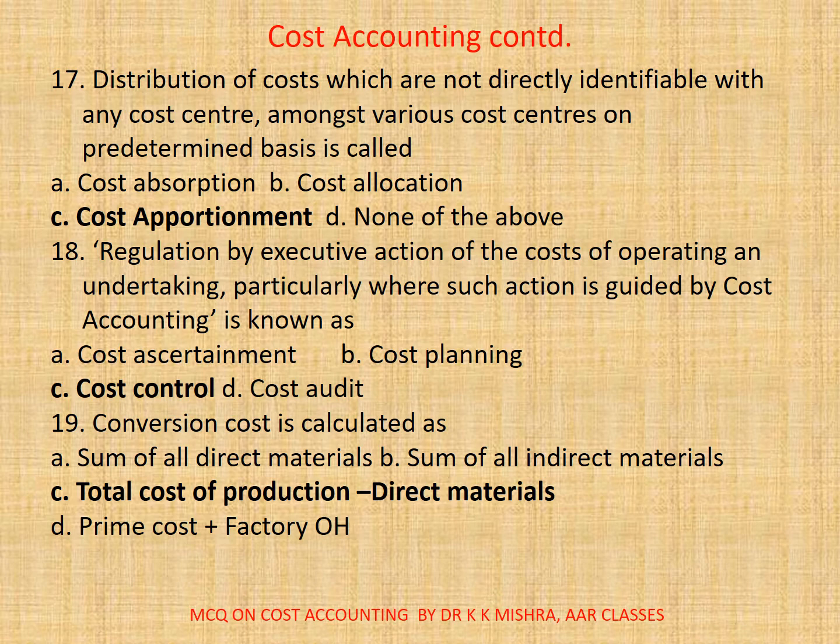17. Distribution of costs which are not directly identifiable with any cost center amongst various cost centers on predetermined basis is called A. Cost absorption. B. Cost allocation. C. Cost apportionment. D. None. The correct option is C.